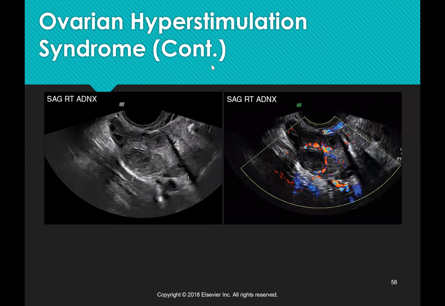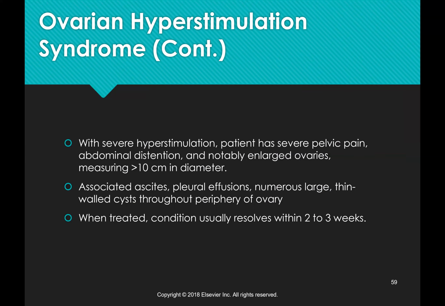But what their goal is, let's get as many little mature follicles as we can to retrieve for the fertility treatments. Sometimes with severe hyperstimulation, if they get too hyperstimulated, the patient has severe pelvic pain, abdominal distension, and the ovaries are greater than 10 centimeters. This actually can cause ascites and pleural effusions. So this is kind of dangerous. So the doctors that do the fertility treatments watch out for this.